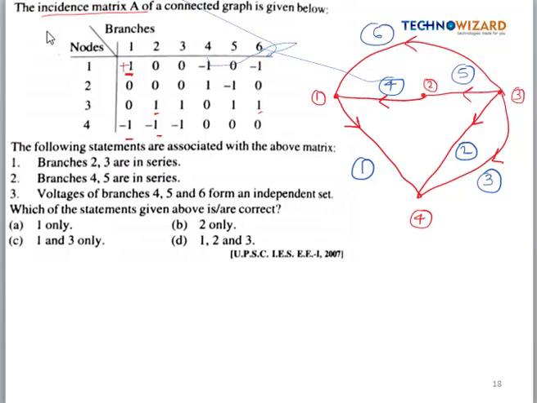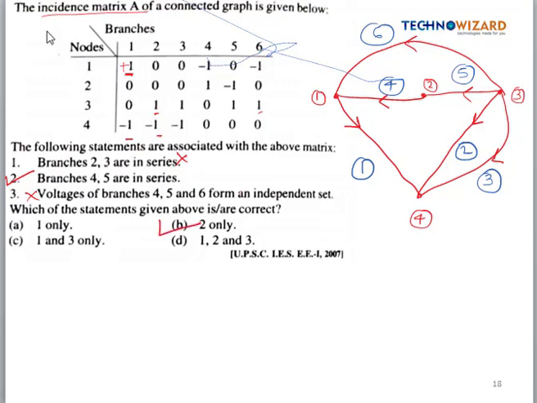Now see the statements. The following statements are associated with the above matrix. Branch 2 and 3 are in series. This is branch 2 and this is branch 3, and they are connected in parallel, so this statement is wrong. Branch 4 and 5 are in series, so this statement is right. Now, the voltages of branches 4, 5 and 6 form an independent set. This statement is wrong because the voltages of branches 4, 5, 6 also depend on the other branches. So option B is correct.